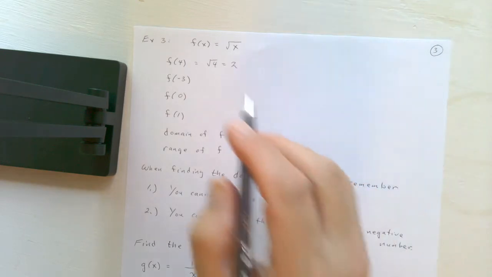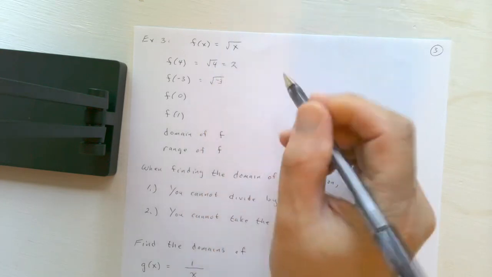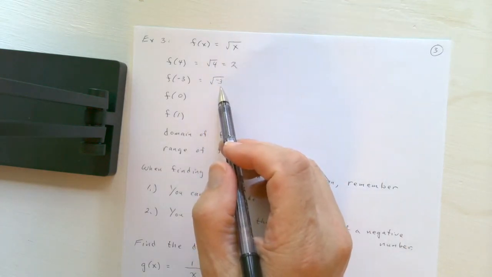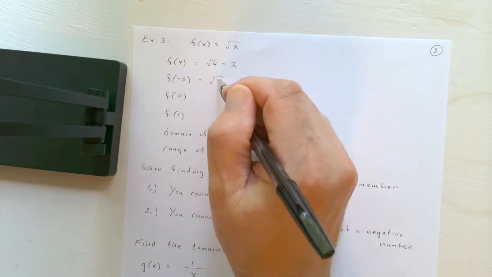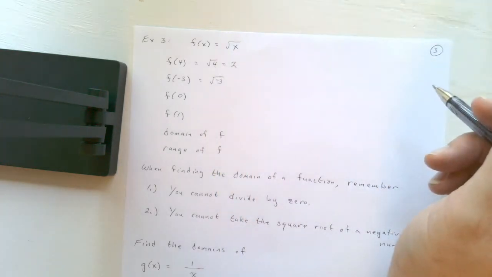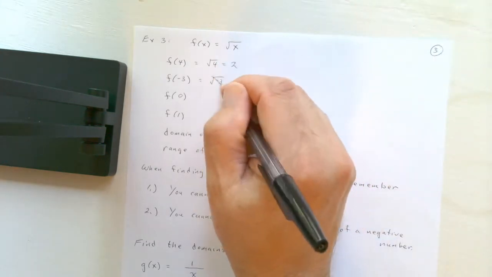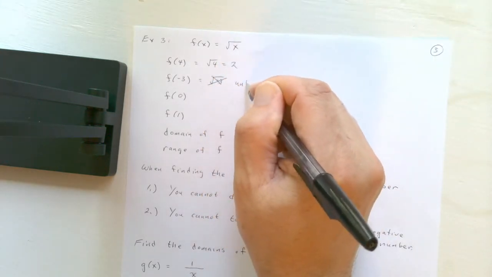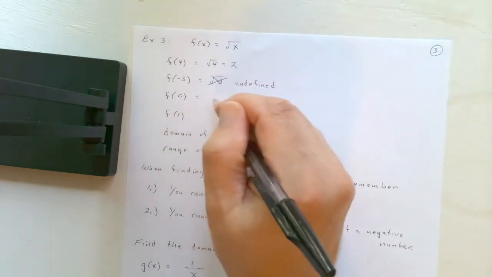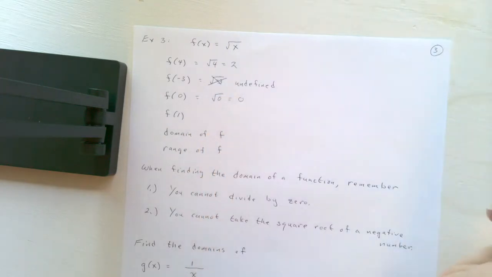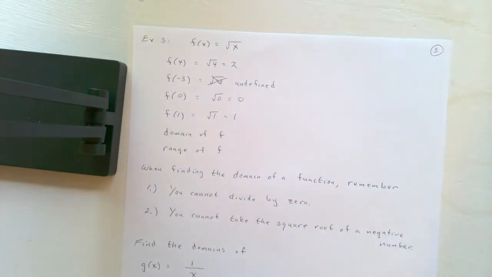F of negative 3, well, if we try to plug this in here, square root of negative 3, that's undefined, right? We're only going to be working with real numbers here. We'll talk a little bit about imaginary numbers maybe later, but right now, as far as we're concerned, we're only going to be working with reals. So we say this is undefined. F of 0, that's the square root of 0, which is 0. And f of 1 is the square root of 1, which is 1.